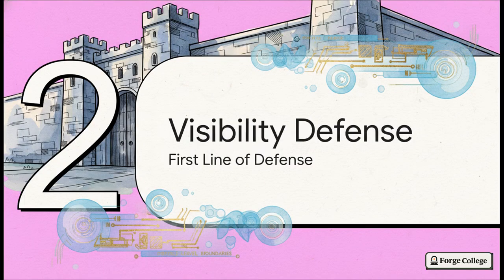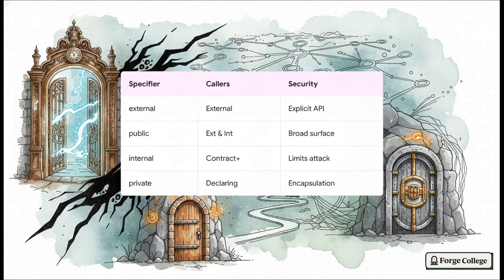Which brings us to Section 2, visibility. This is your first line of defense. And this brilliantly illustrates our compile-level defenses. Every visibility choice directly impacts the external attack surface of your contract. Take the external specifier, for example. It forms your explicit external API, giving you cheaper call data access, but it is fully accessible from the outside world. Then you have public, which creates the broadest surface possible since it allows both external and internal callers.